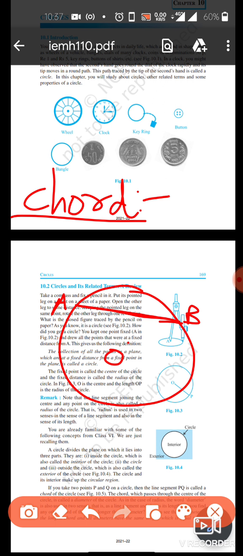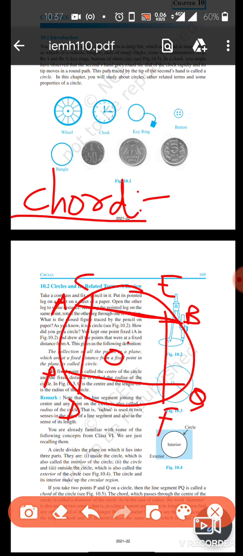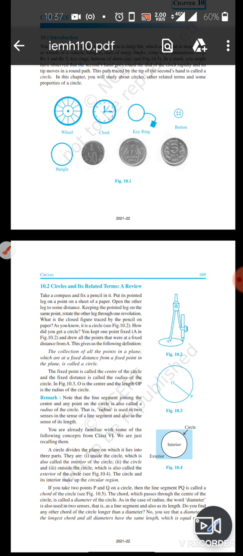Any line segment joining the 2 points on the circumference of a circle is known as a chord of a circle. Again, if I want to make another chord, I can make it over here, that is PQ. Here also I can make in this way. So any line segment joining 2 points on the circumference of a circle is known as a chord of a circle.